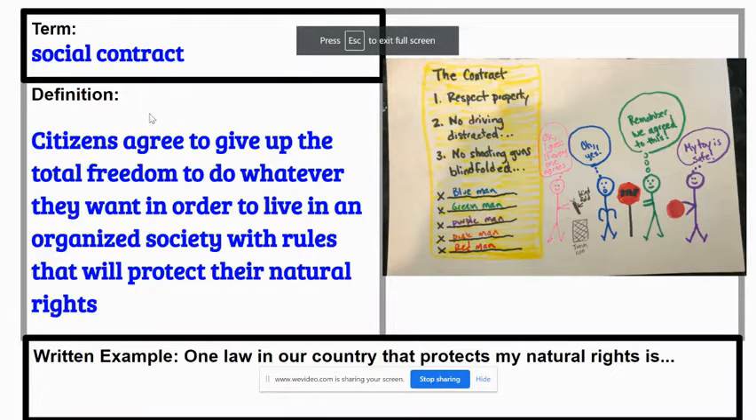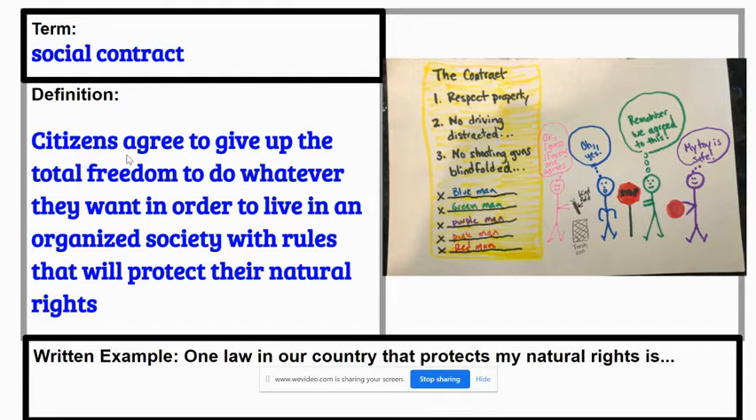All right, the next term is social contract. Social contract is the idea that citizens give up the total freedom to do whatever they want, whenever they want, so that they can live in an organized society with rules that will protect their natural rights. So you're responsible for coming up with one written example and drawing one picture with at least three details here.